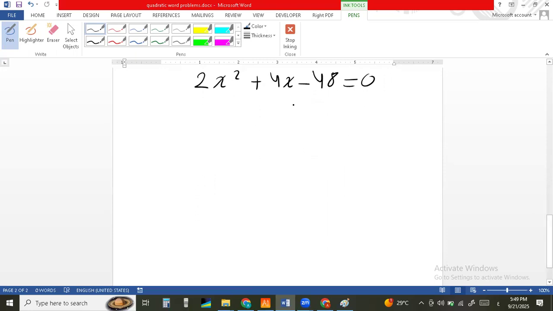Negative 48. Actually, I have a coefficient for x squared. A is not equal to 1. A is equal to 2. So I need to do the AC method. All right, so what are we supposed to do here? I take the 2 and I multiply it by negative 48. So 2 multiplied by negative 48, which is going to give us what?